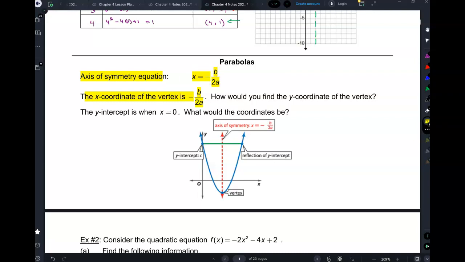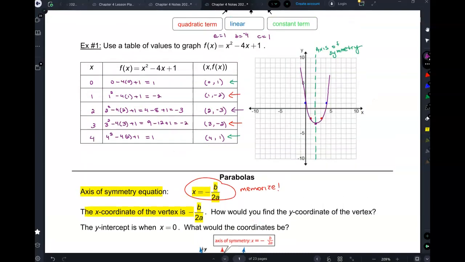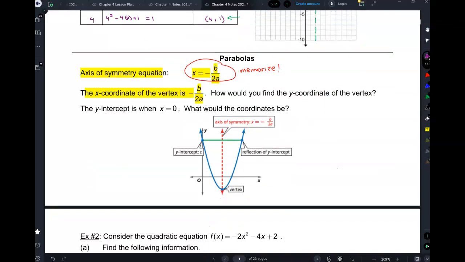Okay, so now if you have the x coordinate of the vertex, how do you find the y coordinate of the vertex? What do you do? If you have the x coordinate of the vertex, how would you find the y? You just plug it in.